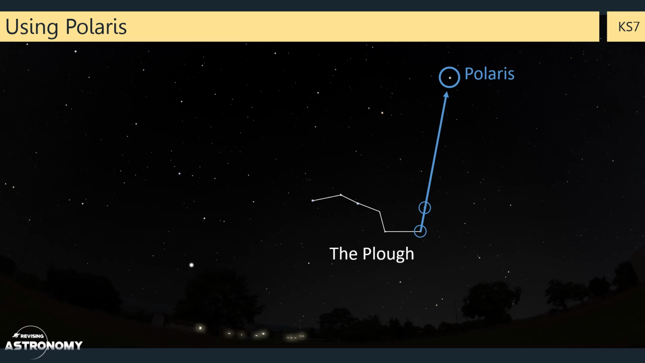Now, why would you want to locate Polaris? Well, one reason is that it will directly tell you which way north is. However, you can use Polaris to tell another thing about your location. Polaris can be used to determine your latitude.